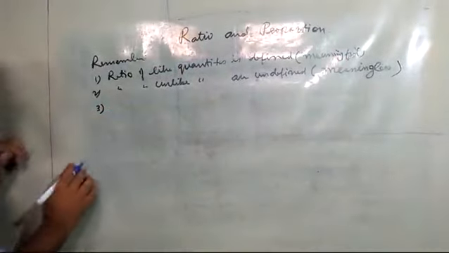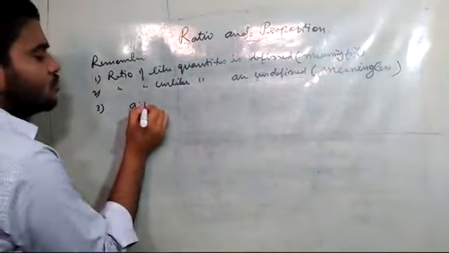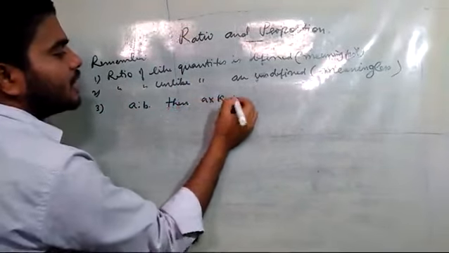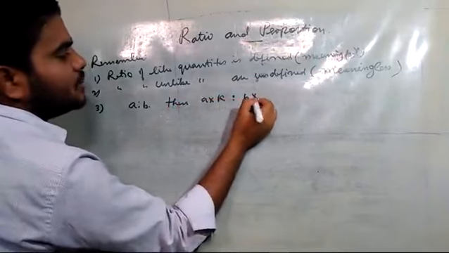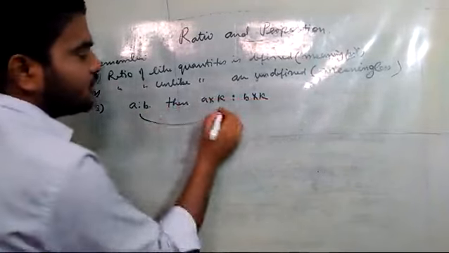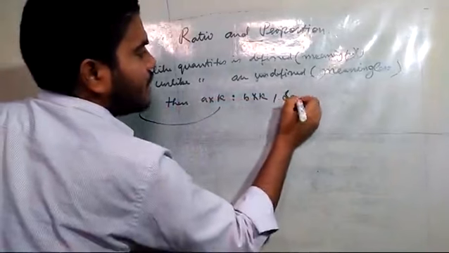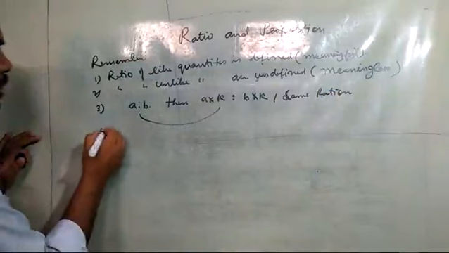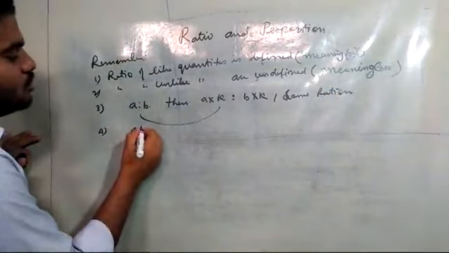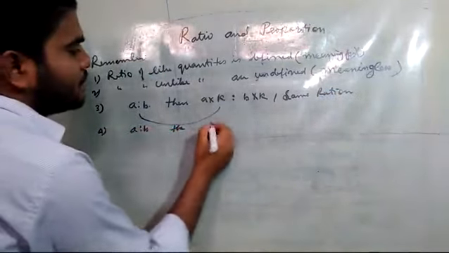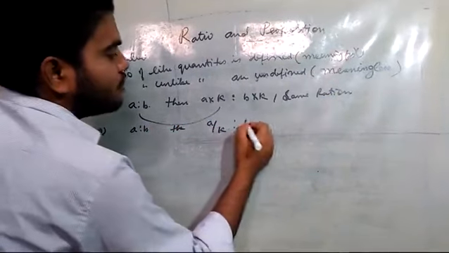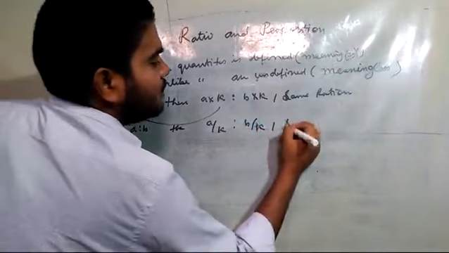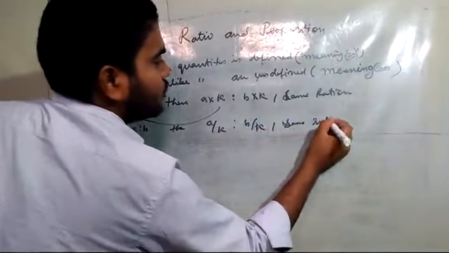Third point, if I have a ratio A is to B, then A multiplied by K is to B multiplied by K. These both will have the same ratio. Ratio is not going to change. Fourth point, if A is to B, then A by K is to B by K will have the same ratio.